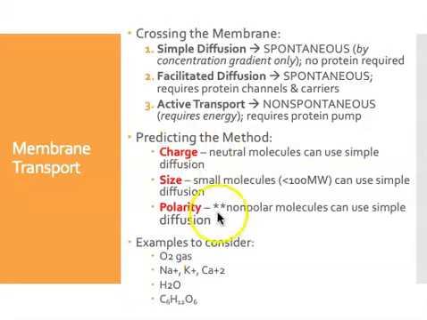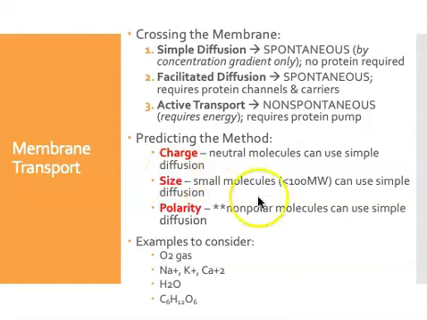The last on the list is polarity. Non-polar molecules are the kinds of molecules that can use simple diffusion to get across a membrane. And that's because it's the tail region that provides the greatest barrier to simple diffusion. So since the tail region is non-polar, molecules can come across it more easily.